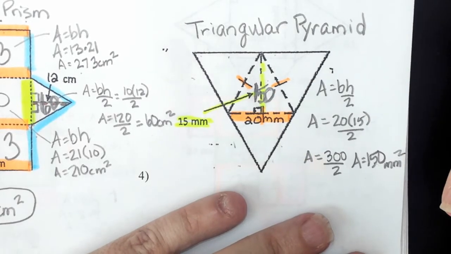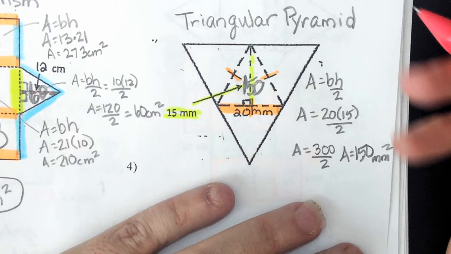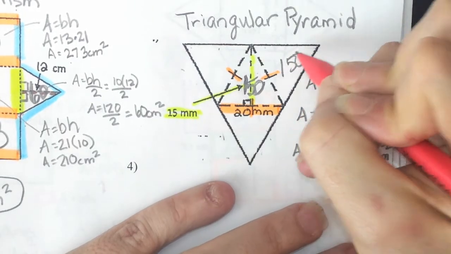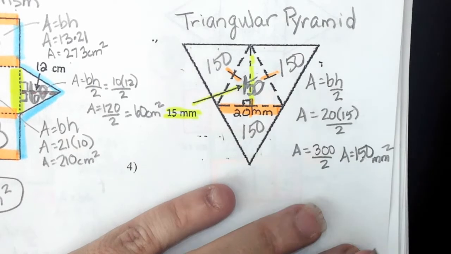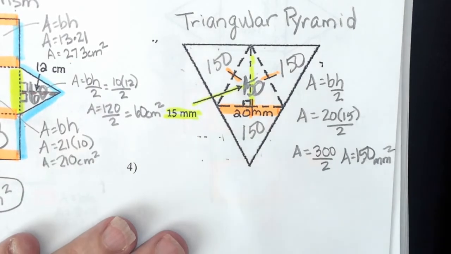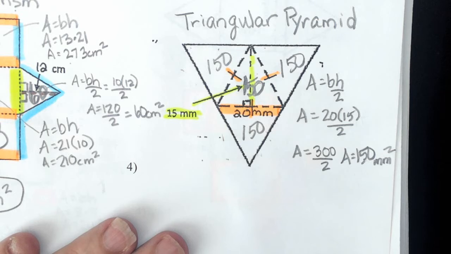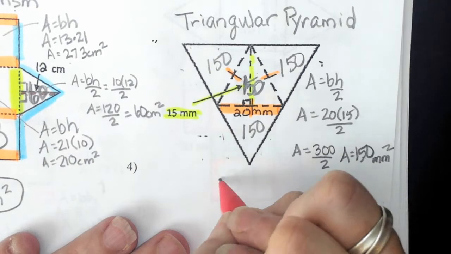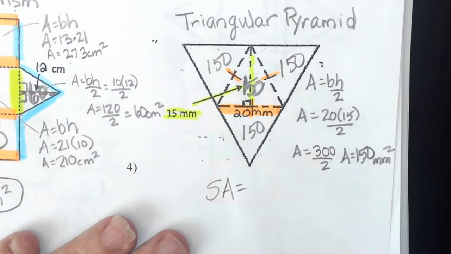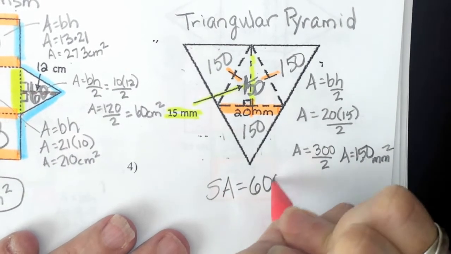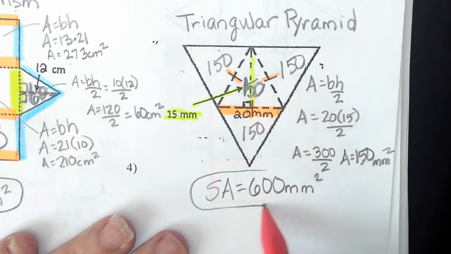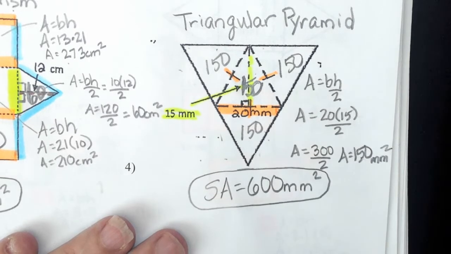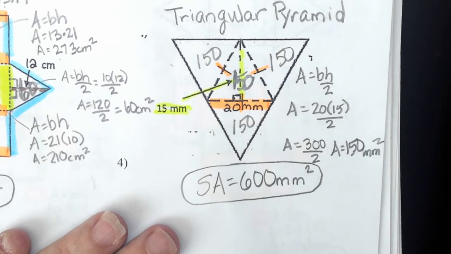What should I do with the rest? Do the same thing, only because they're all going to be the same all the way around on that shape. So, 150, either add it 4 times or times 4 is 600 millimeters squared. Make sure you're putting SA, capital SA, surface area.